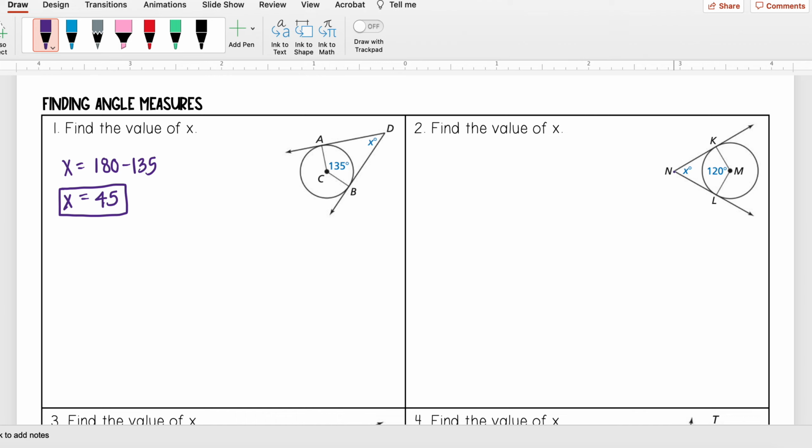Similarly for this next one, I want to find the measure of my circumscribed angle, and that is x. And I know that x is equal to 180 minus the measure of my central angle, which I see here is 120. And so when I do 180 minus 120, I get x is equal to 60.